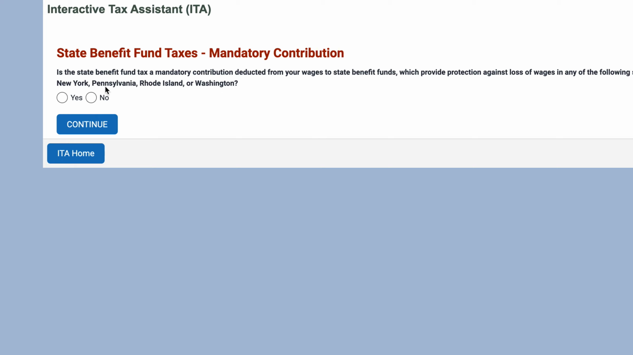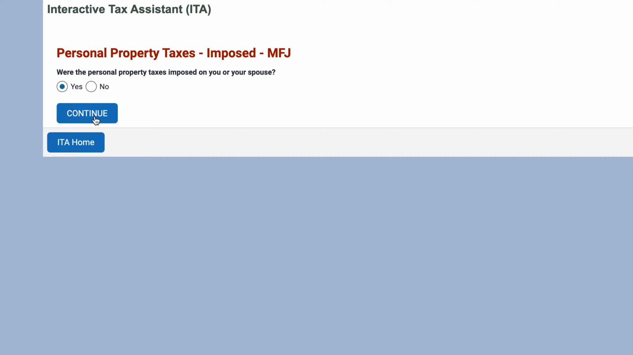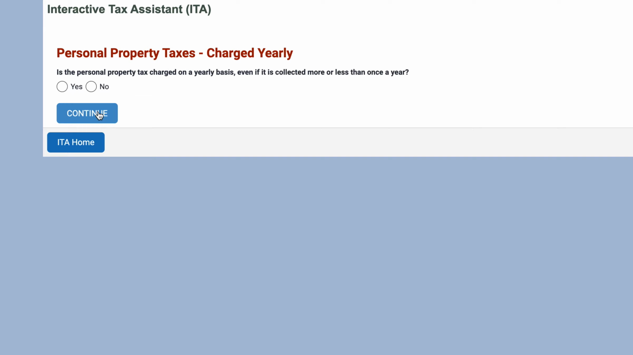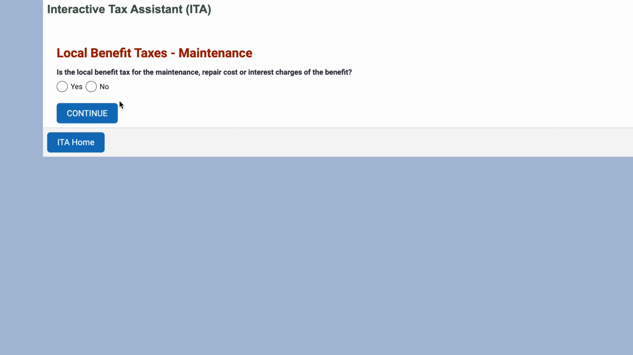State benefit fund taxes, we'll just say that we don't live in one of those states. Personal property tax, that would be like your car. So we'll say yes. And we'll say that it was based on the value of the item. Is it charged on a yearly basis, even if it's collected more or less than once per year? What about local benefit taxes? Let's just say we paid all of them. They were imposed on us. Were they for the maintenance, repair costs, or interest charges of that local benefit? So, sure.